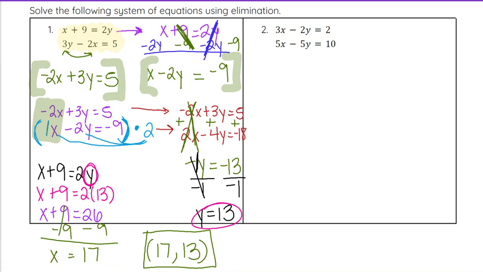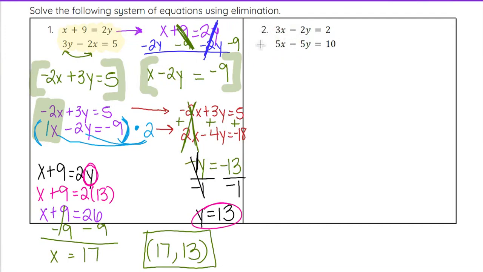However, you'll notice if I look at my x's, 3 is not going to be multiplied by a whole number to give you 5, and 5 can't be multiplied by a whole number to give you 3. If I look at my y's, negative 2y can't be multiplied by a whole number to give you 5, and negative 5 can't be multiplied by a whole number to give you 2. However, we can still use elimination on this problem.